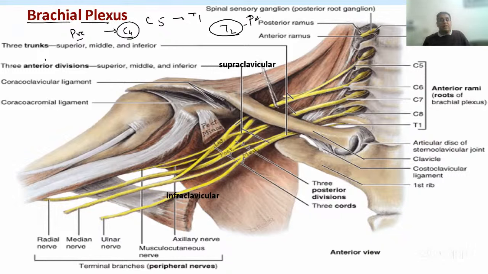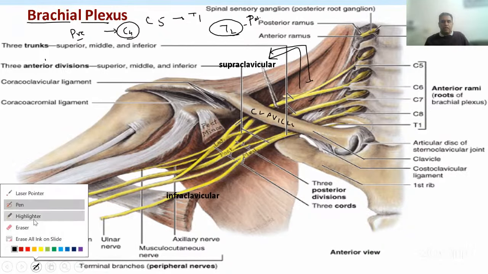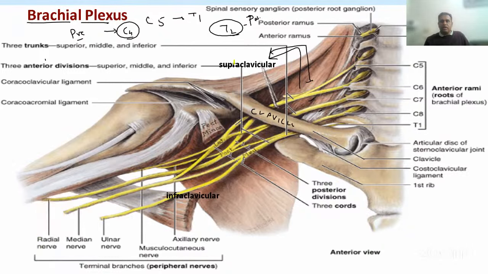Here you can see in this image the bone clavicle. We can see these yellow colored nerves over here and over here also. Those above the clavicle are regarded as supraclavicular, as you can see over here. Let me use a highlighter. Here we go, you can see the supraclavicular part. And below this clavicle, you can see all these infraclavicular nerves. So above the clavicle, we have the supraclavicular area, and below the clavicle, we have the infraclavicular area.